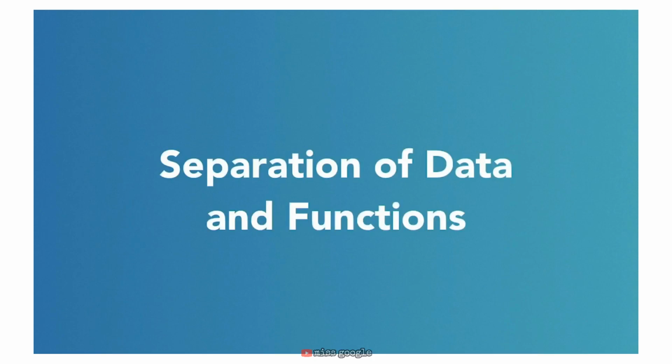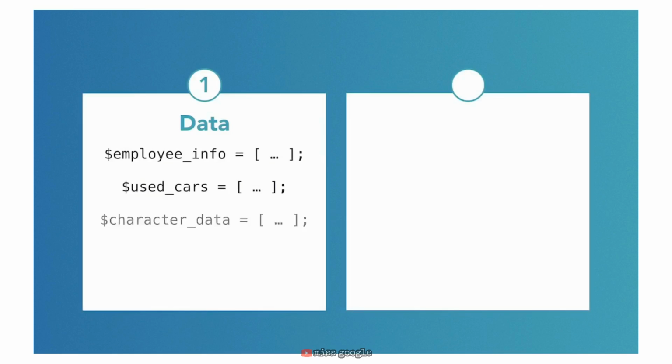The second main concept of functional programming is the separation of data and functions. This is a case where functional programming is directly in contrast with object-oriented programming, where data and functions are almost always grouped together. So let's see what the separation of data and functions looks like.